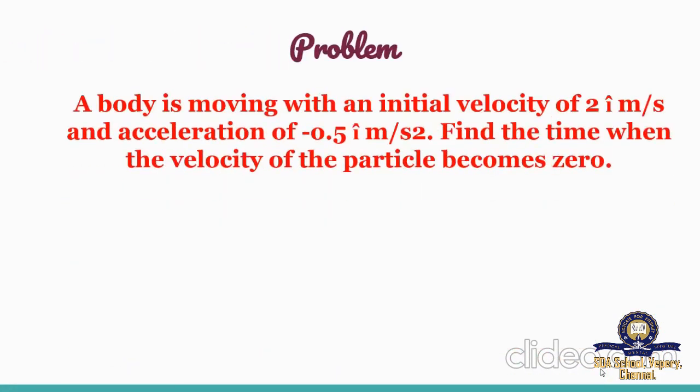So here's the problem. A body is moving with an initial velocity of 2 i cap meter per second and acceleration of minus 0.5 i cap meter per second square. Find the time when the velocity of the particle becomes 0. So here they have given initial velocity as 2 i cap meter per second, acceleration as minus 0.5 i cap meter per second square, and the final velocity also. They have said that the velocity of the particle becomes 0, so the final velocity would be 0. And you need to find the time t.